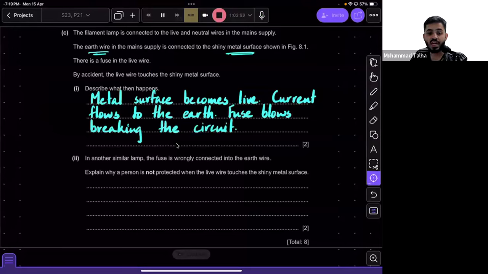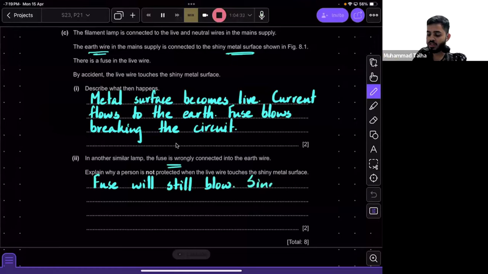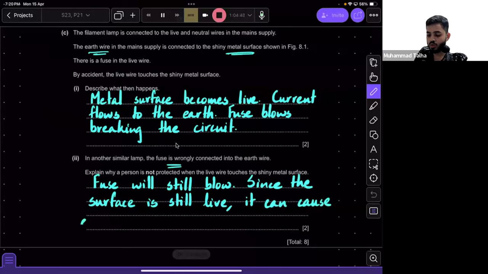All right. Part 2, in another similar lamp, the fuse is wrongly connected into the earth wire. Explain why a person is not protected when the live wire touches the shiny metal surface. So if the fuse is connected into the earth wire, what's the problem with this? Because the idea is that if it's connected into the earth wire, between the live and the earth wire, there's still going to be a large current flowing through the fuse. The fuse will still blow. But since the live part is still touching the surface, since the surface is still live, it can cause a shock to whoever touches it.